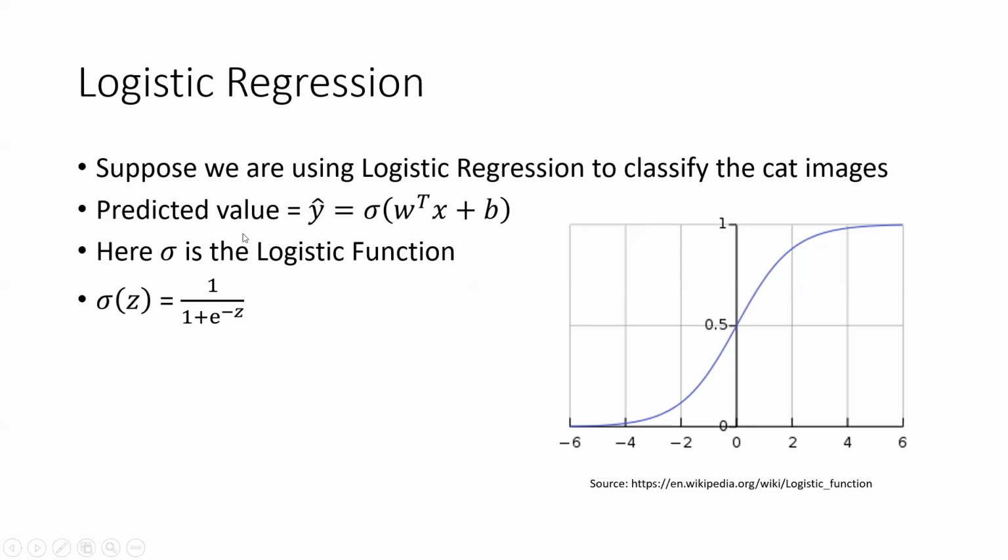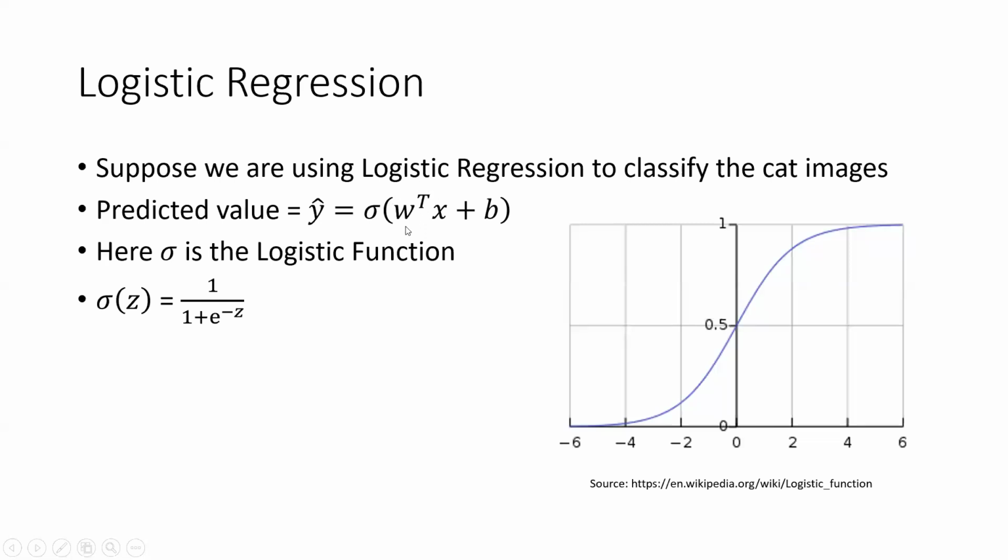In that case, we predict the value using y hat. We use y hat to denote the predicted y value. When the machine learning model predicts something as the dependent variable, we generally give it the notation hat. So the dependent variable's predicted value is generally denoted by y hat. The y hat is given by sigma, which is the logistic function, of w transpose x plus b.